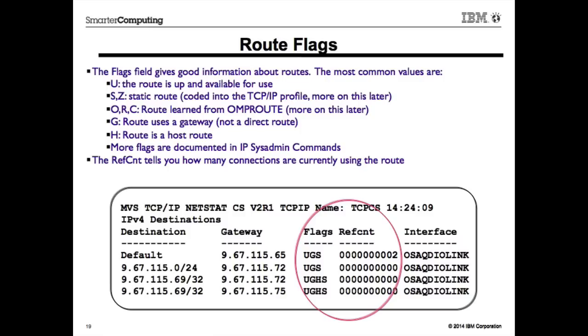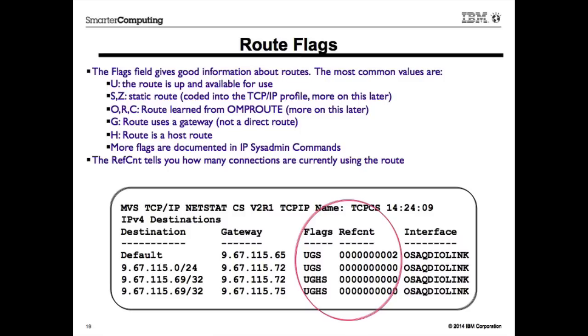Now, on slide 19, there are also flags on the route, and the flags just give some information about the routes, and we'll talk more about these later. The most basic flag, U, means the route is up and available for use, and that flag would not be on, for example, if the interface it used was down. Static routes are coded in the TCP/IP profile, and their flag is either S or Z. And then dynamic routes are learned from OMPROUTE, and their flag is either O, R, or C, depending upon how OMPROUTE learned it, and we'll discuss that more later.